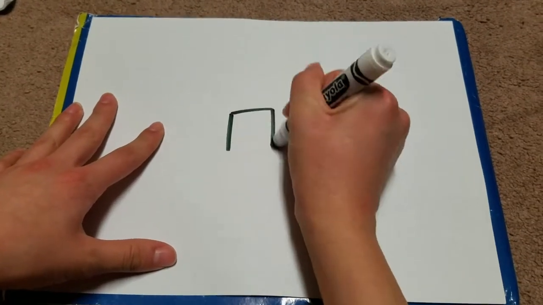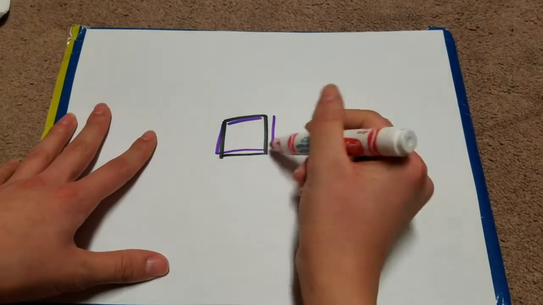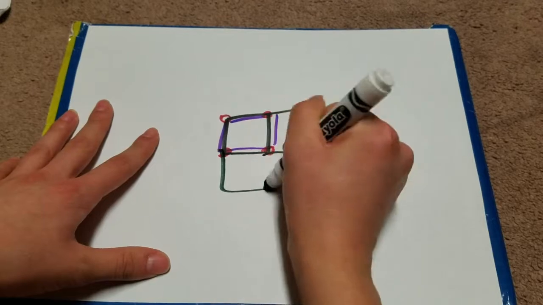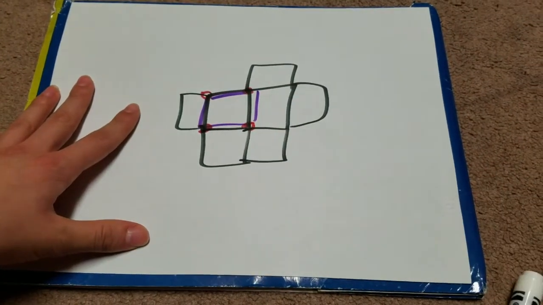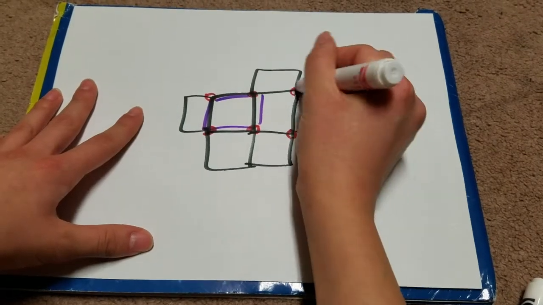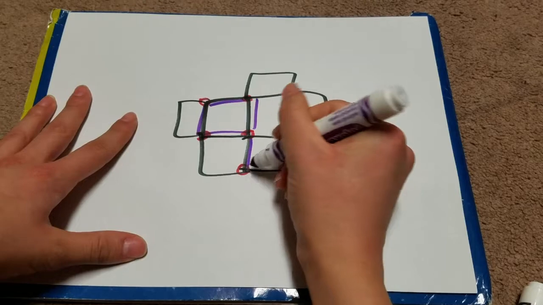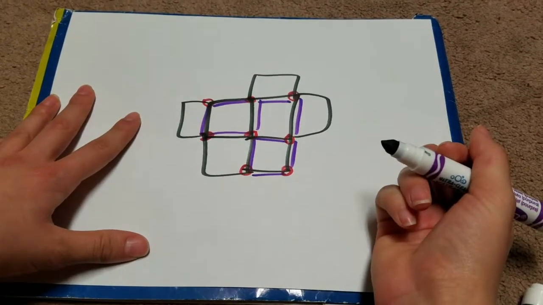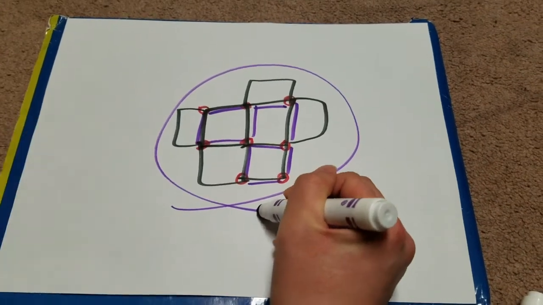A basic shape is a square. It has 4 sides and 4 corners. Then, if we add squares connecting to the original square, we can get shapes like this. But these corners are no longer corners. They are now vertices, and these sides are no longer sides. They are now edges.